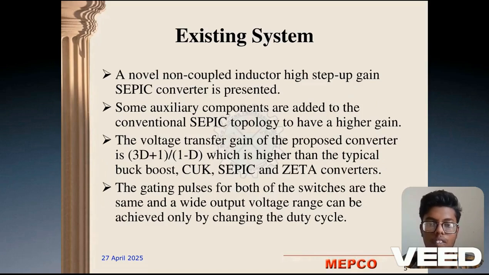Existing system: a novel coupled single-ended primary inductor converter is presented. Some auxiliary components are added in the topology to give higher gain, and these are our equations. The gating pulses for both switches are the same, and a wide output resistance range can be achieved only by changing the duty cycle ratio.